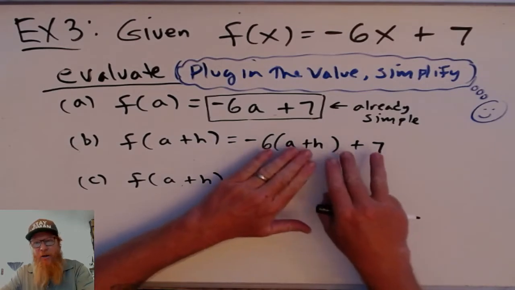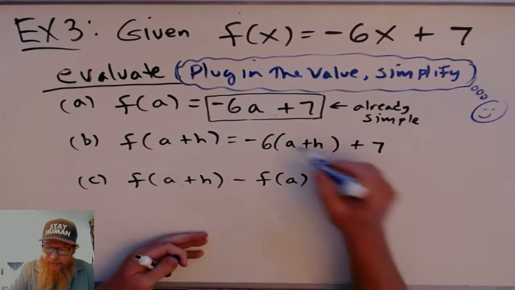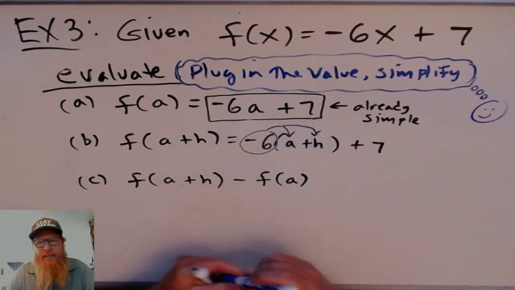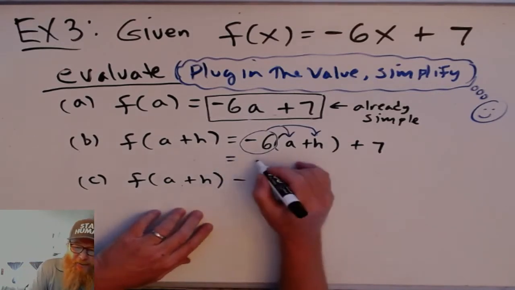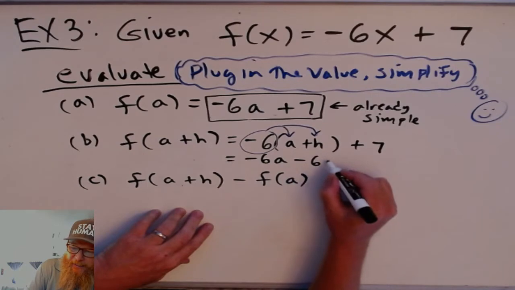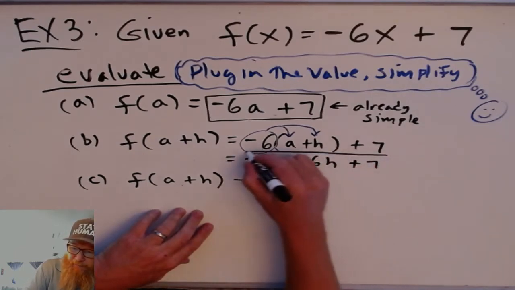This is not already simplified. This needs to be simplified. So we have one step. That's to get rid of the parentheses. And so the answer is negative 6a. Be careful with the signs. Negative 6h. And then plus 7.